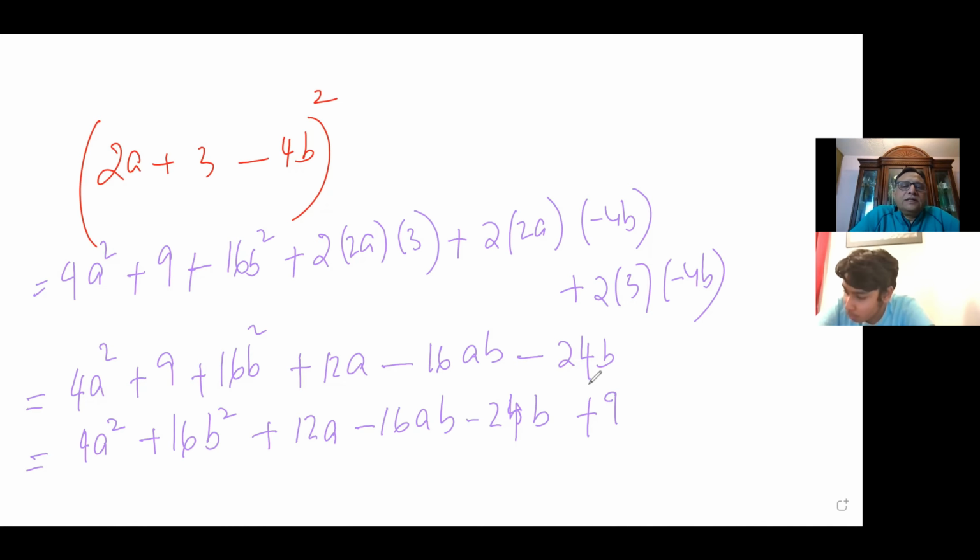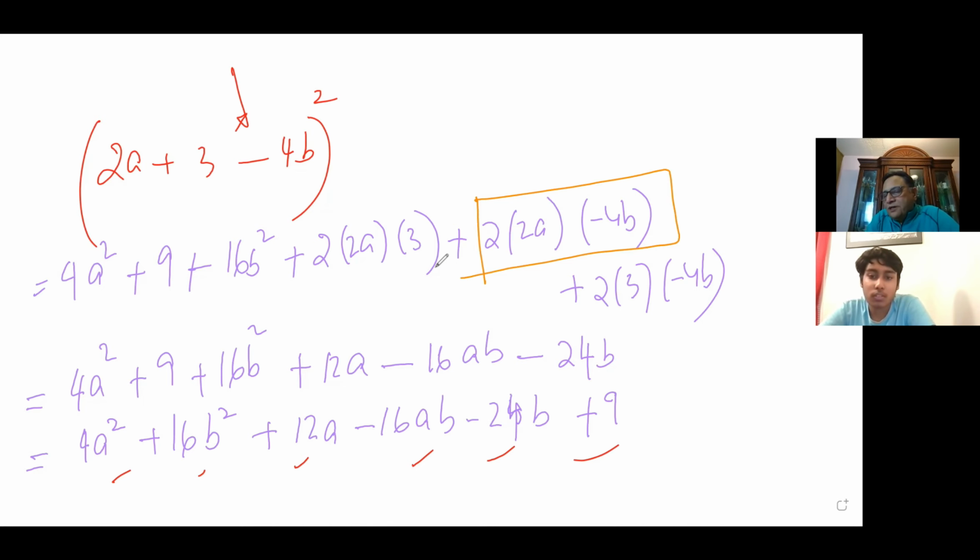So basically, you're going to get 6 terms, correct? Yes, sir. I got 4A squared plus 16B squared plus 12A minus 16AB minus 24B plus 9. Very good. 2 negatives, because of this negative here, when you say 2 times AB. Therefore, you will notice that I wrote 2AB. I did not do direct multiplication mentally, right?